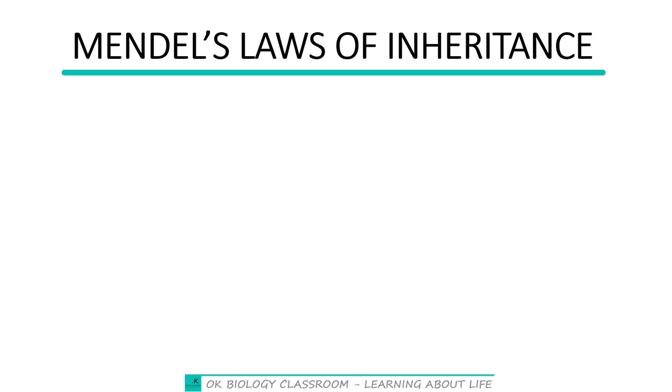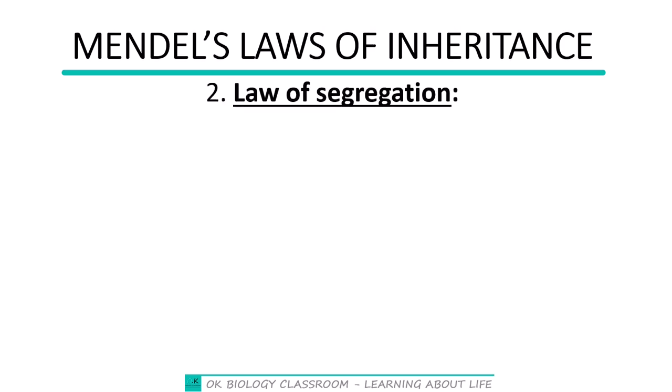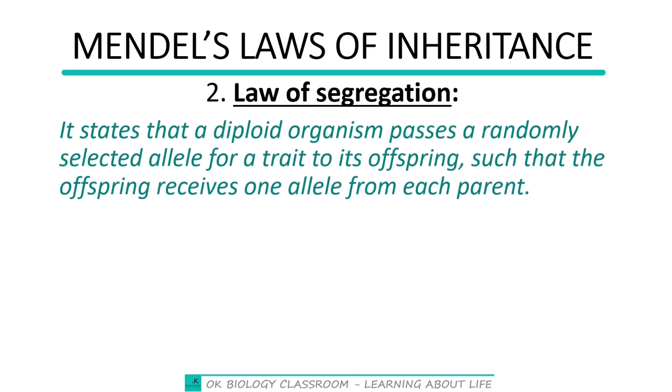Let us now look at another law of inheritance. It is the law of segregation. This states that a diploid organism passes a randomly selected allele for a trait to its offspring, such that the offspring receives one allele from each parent. And what does this mean? Segregation could, in other words, be simply put as separation. So it is in relation to the separation of the chromosomes at the time when the gametes are forming.